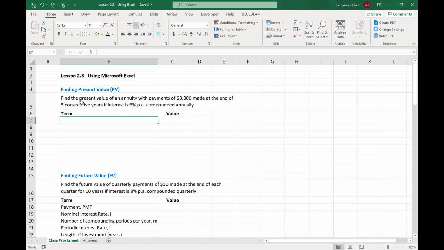Okay, so we're going to walk through this question, and as I do each variable here, I'll put in the term and its corresponding value. Some of these will not come from here. They'll come using formulas that we've seen in class. Okay, so we'll start by reading the question. Find the present value of an annuity with payments of $3,000 made at the end of 5 consecutive years if interest is 6% per annum compounded annually.